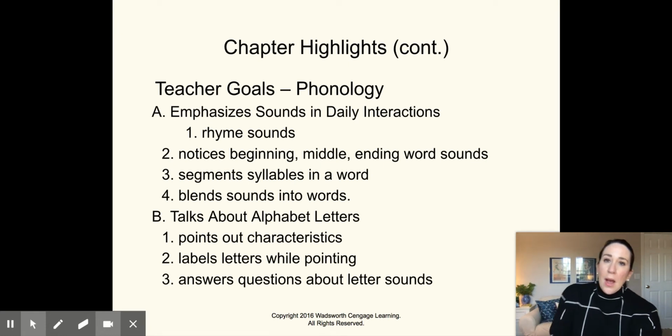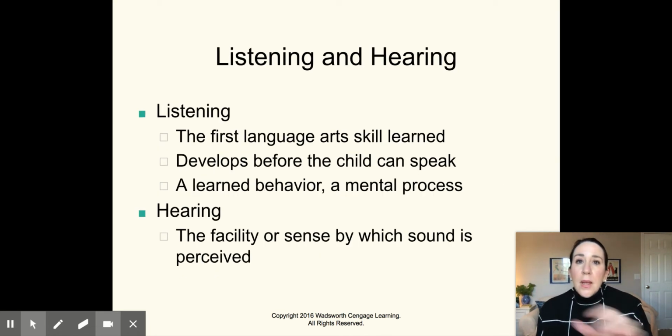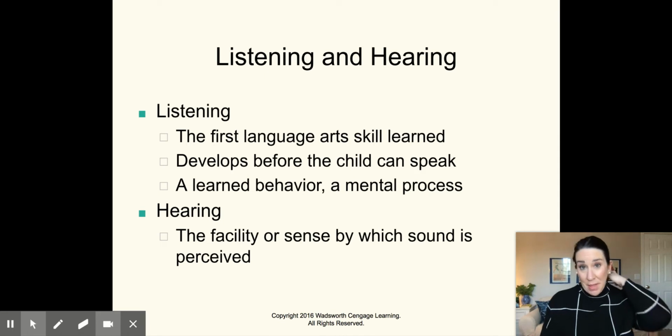Let's just go to the objectives. So we're going to talk about 5 types of listening, some techniques to promote good listening, how to plan activities to promote listening, and how to do it in your classroom. Okay. So listening and hearing are not the same thing, right?